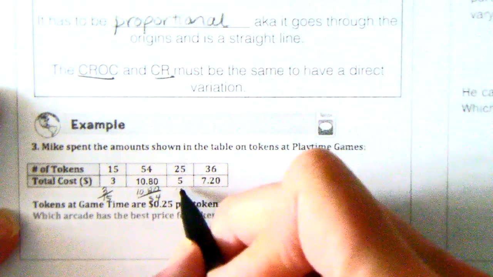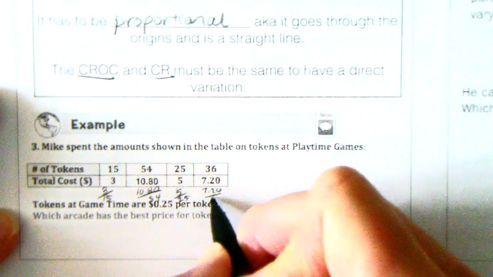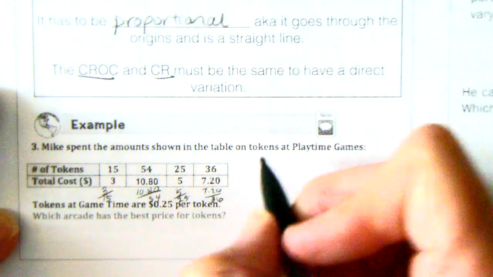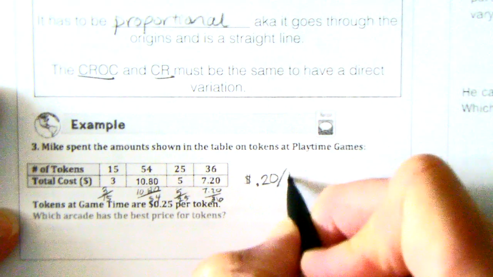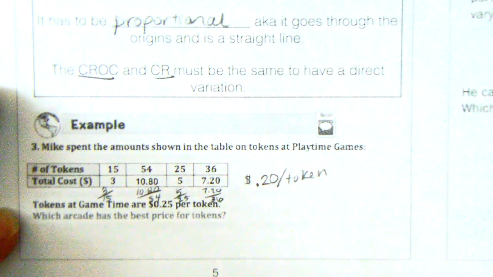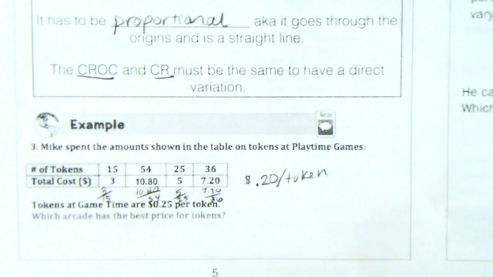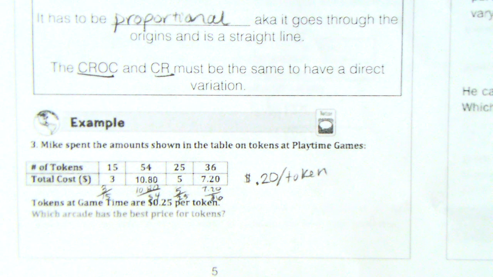$5 divided by 25 tokens, and $7.20 divided by 36 tokens. If you divide any one of those out, they will tell you that it is going to be 20 cents per token. Okay, we found out it's a direct variation. We found the constant ratio from the table. That's for Playtime Games. And then tokens at Game Time are 25 cents per token. And they just flat out tell you.